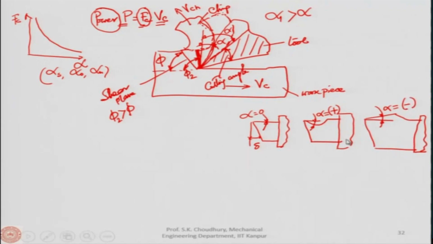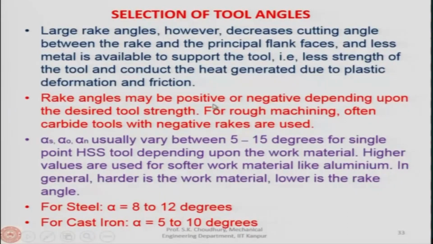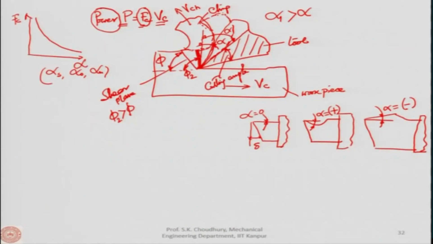So, therefore, it is said that with a 0 or with a negative rake angle, you can actually use it when the tool strength required is more, because as you understand, if it is 0 or if it is negative, then the tool material available will be more, all right, and the tool is fatter than in case of the tool with the positive rake angle. Okay, with positive rake angle, the tool strength is less than in case of tool with a 0 rake angle or with a negative rake angle.